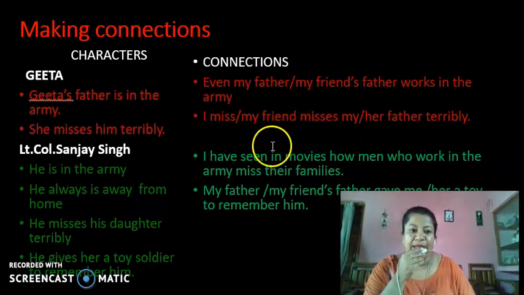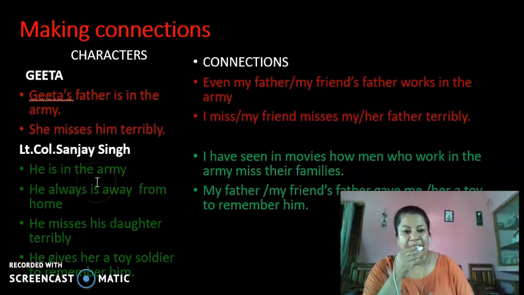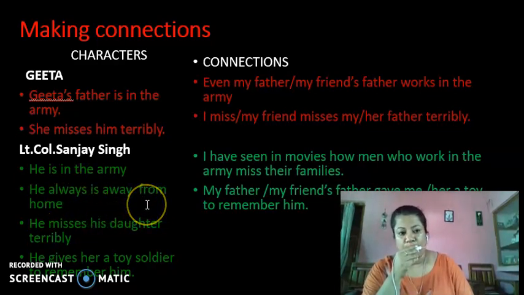Then over here we have Lieutenant Colonel Sanjay Singh. So the lieutenant is in the army. We already know he's in the army. So maybe you know a man who is in the army. He is always away from home. Do you know somebody who fits this situation? He misses his daughter terribly again, and he gives her a toy soldier to remember him.